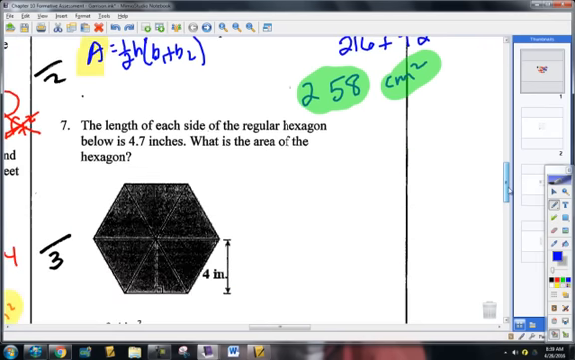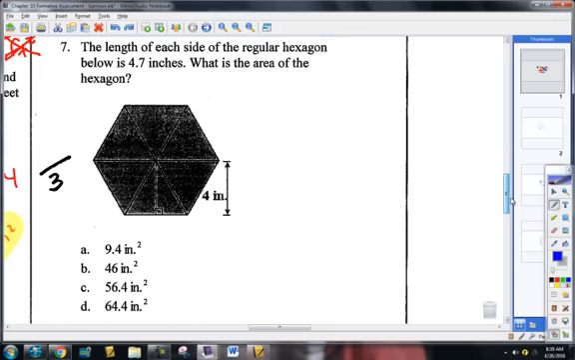Okay, number 7. This is going to be worth 3 points. How do you guys know the area formula for a hexagon? You do not. But what you do know is, it's really hard to see here, so I'm going to outline this thing. This thing is broken into 6 triangles, correct? Are they all equal triangles? Yes, they are. So if I can find the area of one triangle, then I can just multiply it by however many triangles I have.